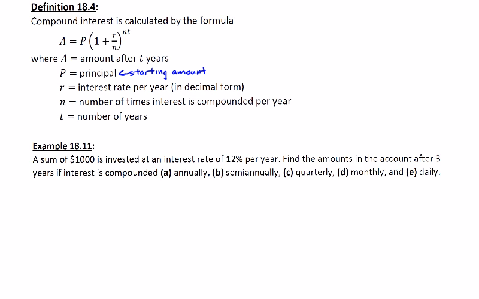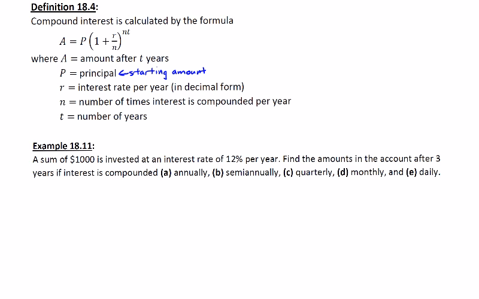So that's accounted for here with the letter n. And then t represents the number of years for your investment. And then capital A is oftentimes what we're after. It's the amount that you have in your account after the t number of years. So example 18.11 is going to give us a chance to see how this calculation works under different compounding schedules.